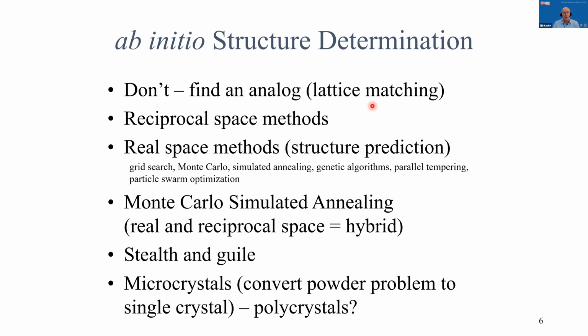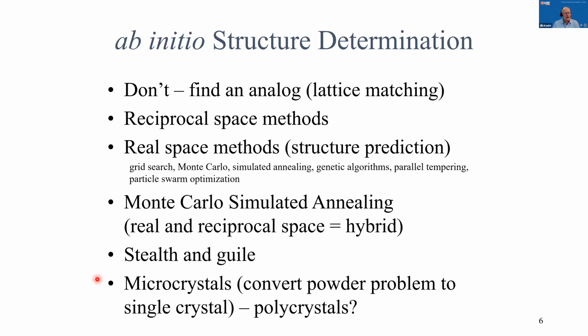And the tools for doing that are in the powder diffraction file. There are reciprocal space methods where we just use the diffraction data, real space methods where we just use the space of atoms. This slides into the subfield called structure prediction. We'll give an example of that. We can use both real space and reciprocal space simultaneously. So I like to think of this as a hybrid method, Monte Carlo simulated annealing, and this is the most common way of solving structures these days. I still kind of like stealth and guile, where you can use some instincts and experience.